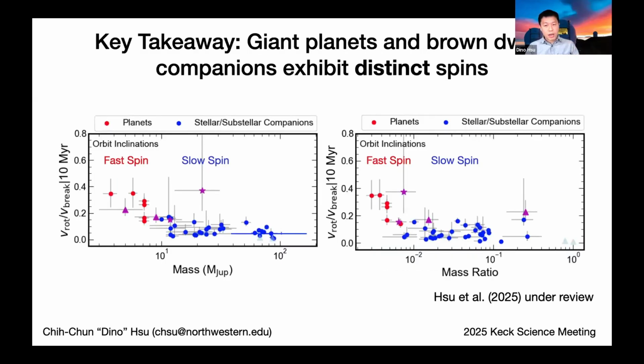And here's my takeaway. I hope you are convinced that this is an exciting result of the spins between giant planets and brown dwarfs, showing different levels of spin.